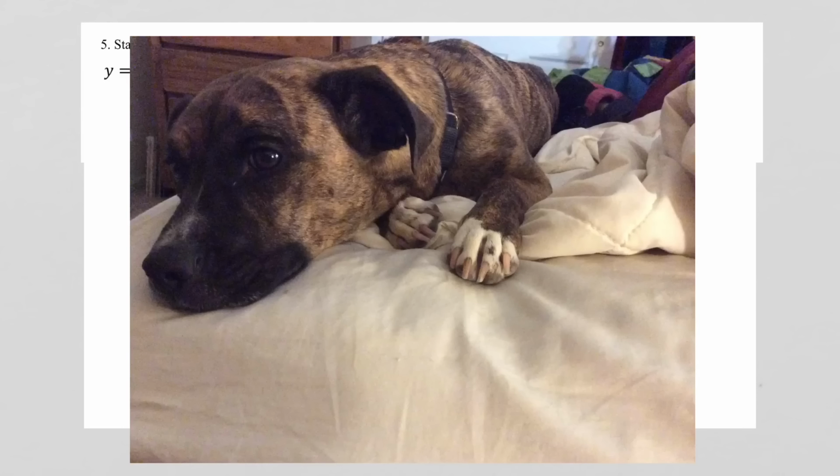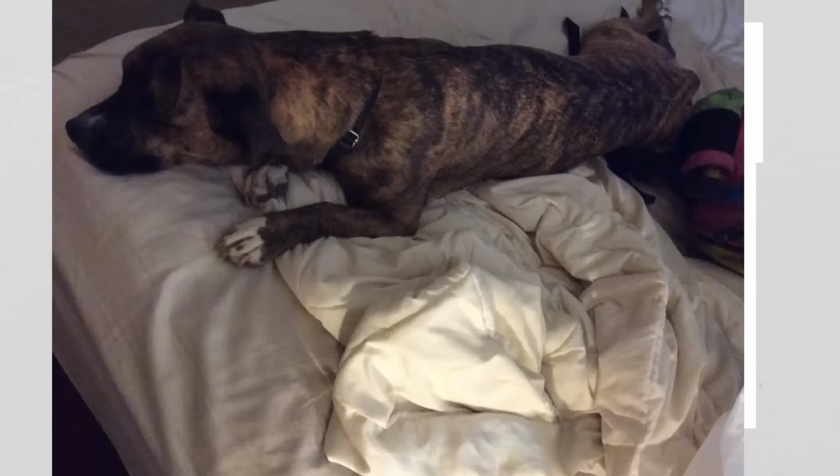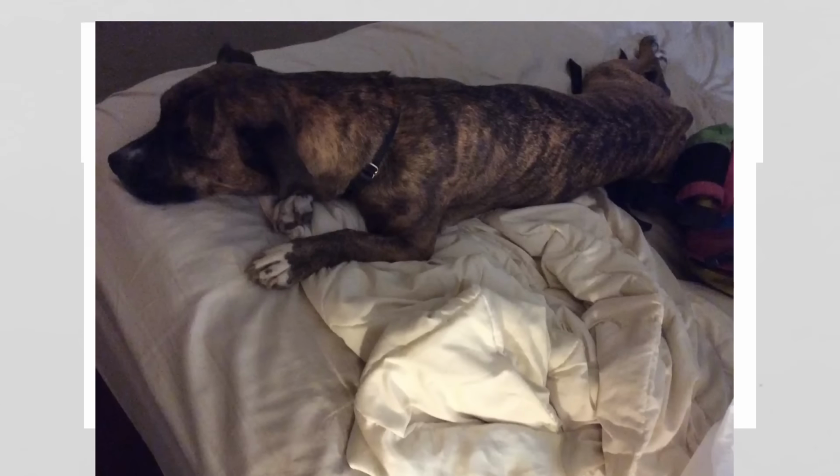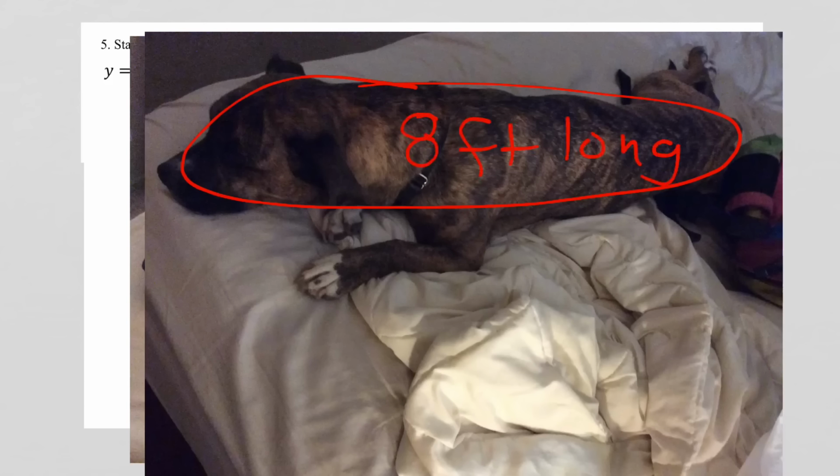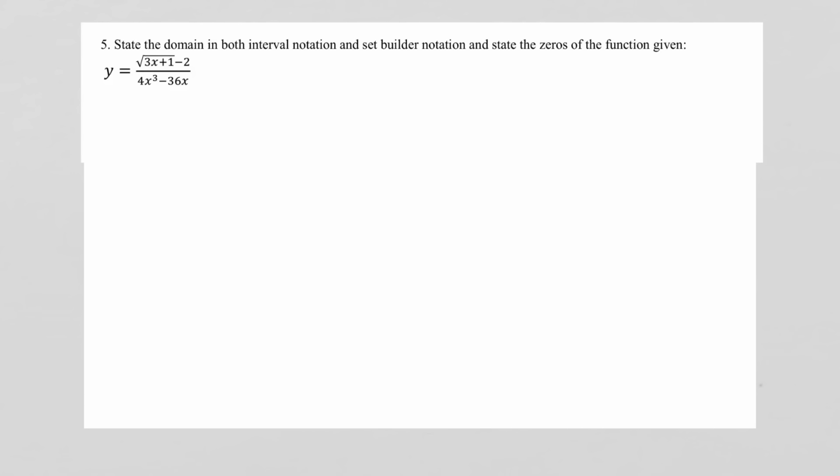Look at this one as well. I took another shot to show you how absurdly long she is. Look how long that dog is. That's crazy. She looks like a cylinder apparently, and she's about 8 feet long. Some of what I said may not be factual, but anyways, let's do problem number 5.